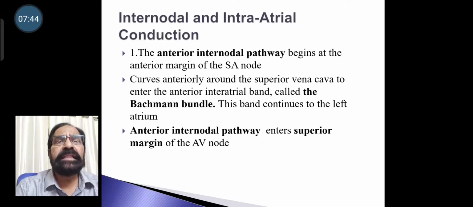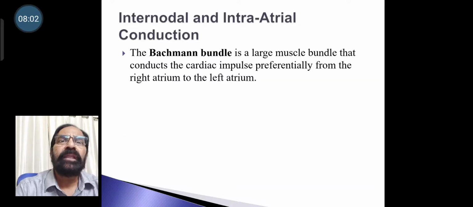It curves anteriorly around the superior vena cava to enter the anterior interatrial band, also called the Bachmann bundle. This bundle continues into the left atrium. The anterior internodal pathway enters the superior margin of the AV node. Bachmann bundle is a large muscle bundle that conducts the cardiac impulse preferentially from the right atrium to the left atrium.